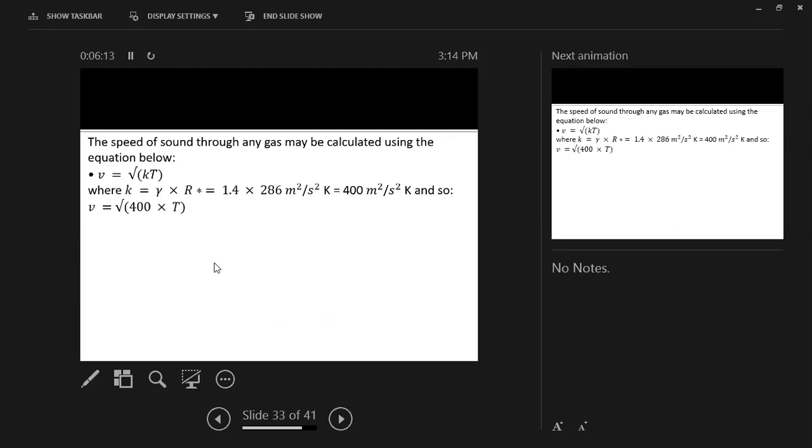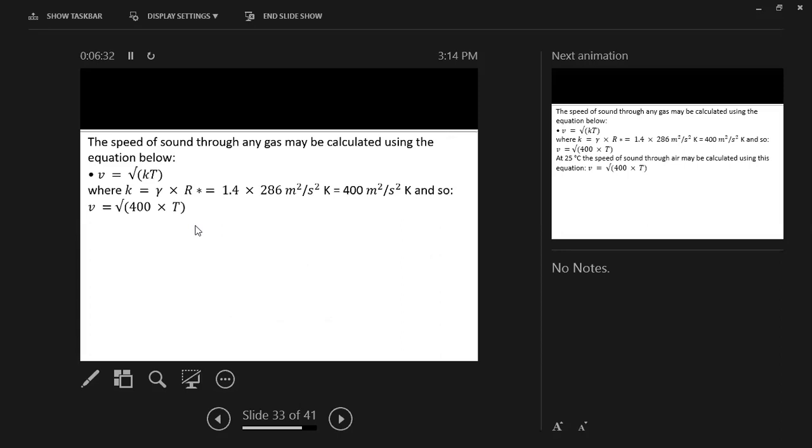So we are going to use this formula: speed of sound equals the square root of K, a constant, times temperature. But temperature must be in Kelvin scale. So in order to convert the Celsius scale to the Kelvin scale, we are going to add 273 to the Celsius value.